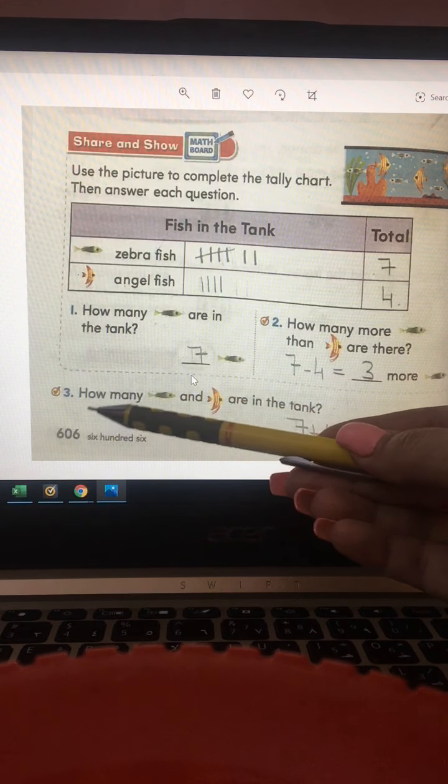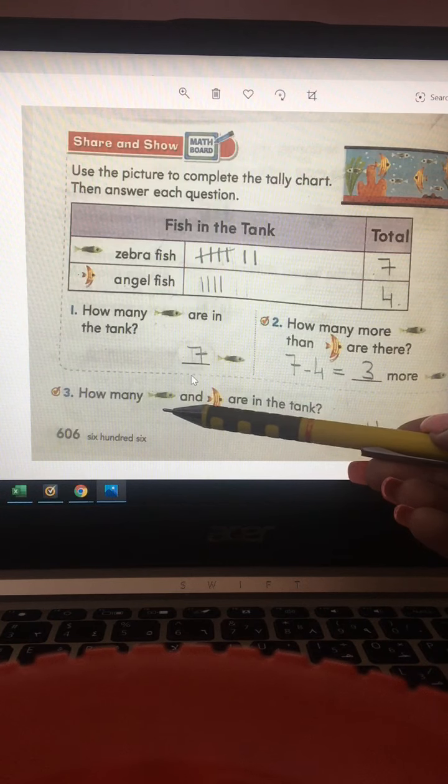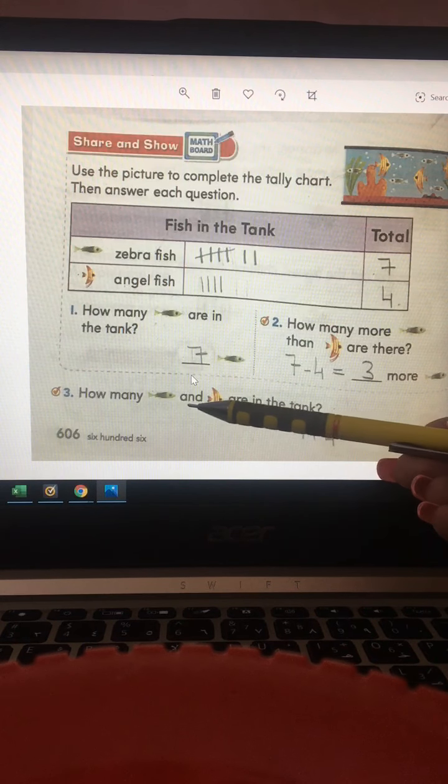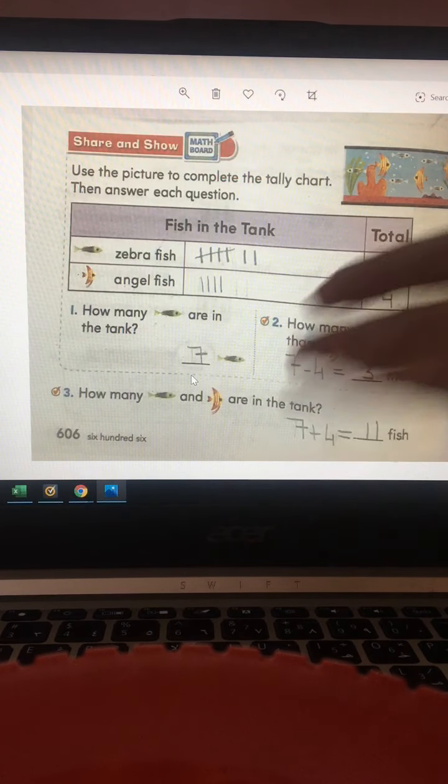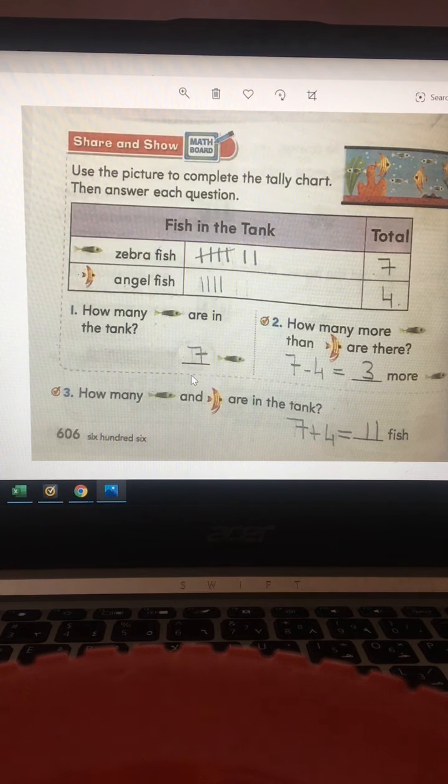Question number 3. How many zebrafish and angelfish are in the tank? So he is asking about the total number. Okay, so obviously I have to add. In order to know the total number, I need to add the 2 numbers that I have, 7 and 4. 7 plus 4, after 7: 8, 9, 10, 11. So the answer is 11 fish are in the tank.